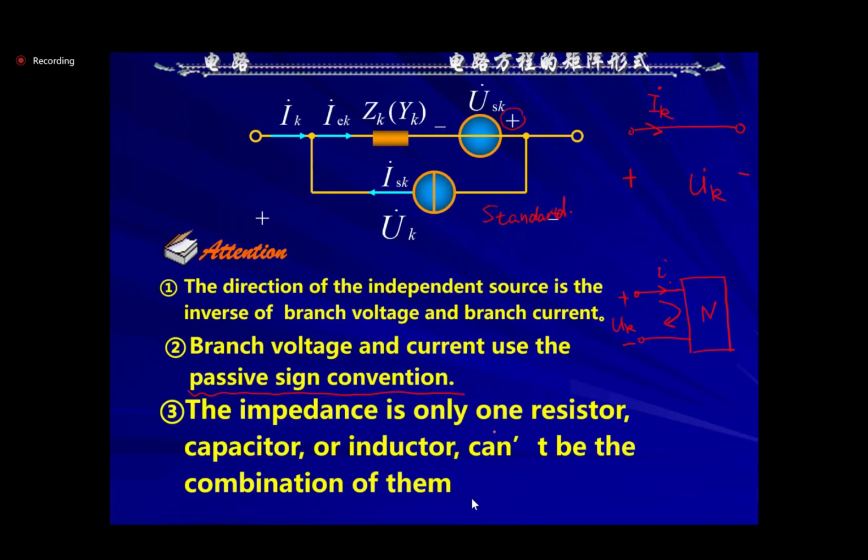The impedance is only one resistor, only one capacitor or inductor. We don't use a combination of them. For example, for this branch, we treat them as 2 branches in the digraph. We don't treat them as one branch. We treat them as two branches.